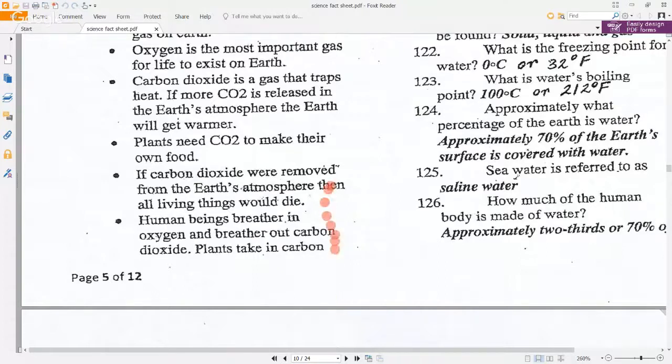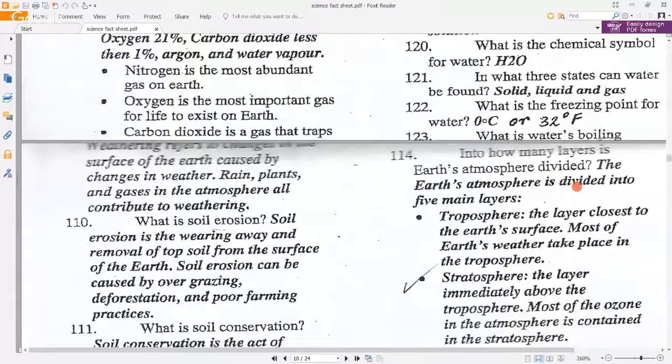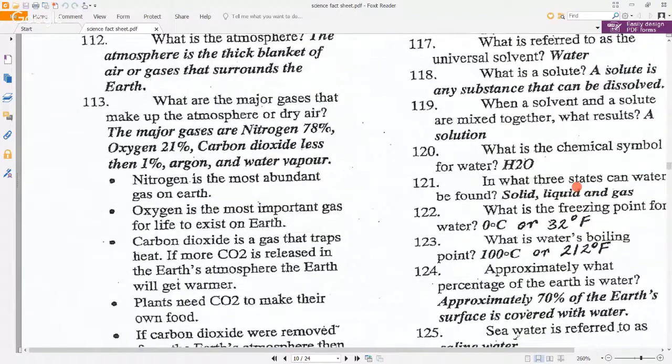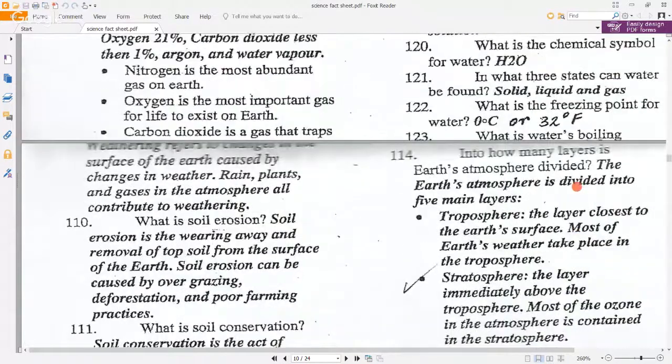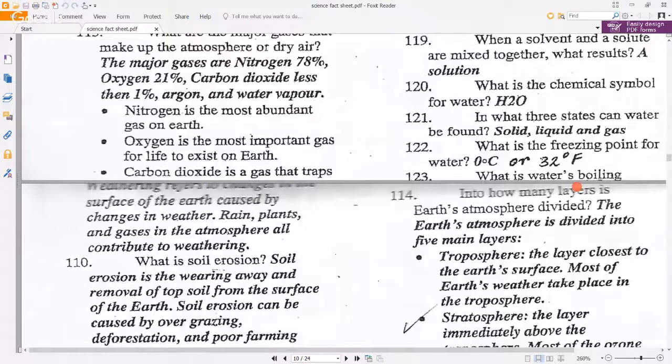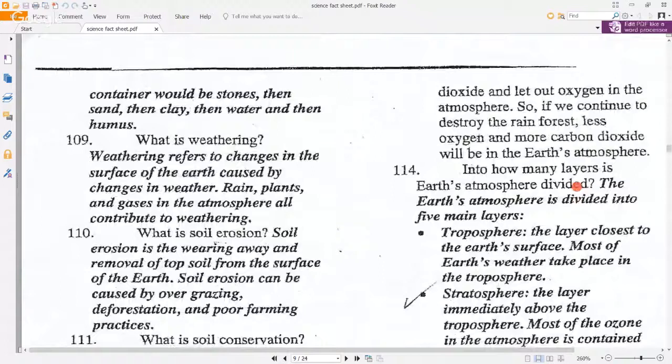So plants take in carbon dioxide. That was 113. Okay, so 114. Plants take in carbon dioxide and let out oxygen in the atmosphere. So if we continue to destroy the rainforests, then we have less oxygen and more carbon dioxide will be in the Earth's atmosphere. Into how many layers is the Earth's atmosphere divided?